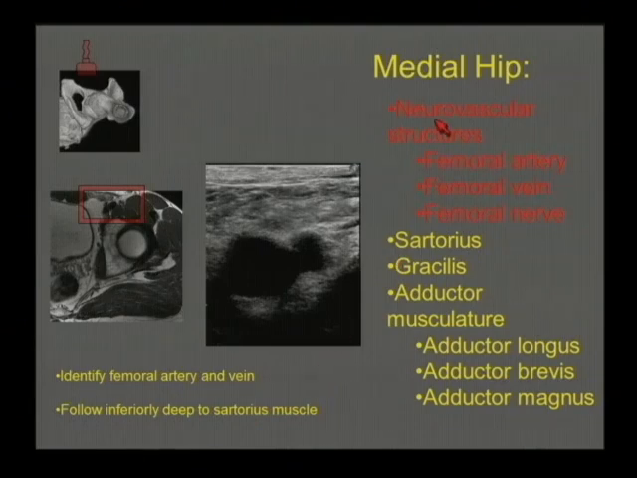All right, so identification of the neurovascular structures is a good place to begin. These are easily identifiable structures, often evaluated for other types of examinations, including vascular studies, but they also serve as an important landmark, which we'll talk about in a moment.